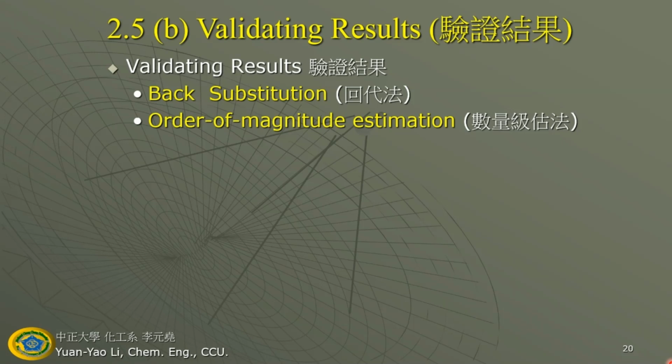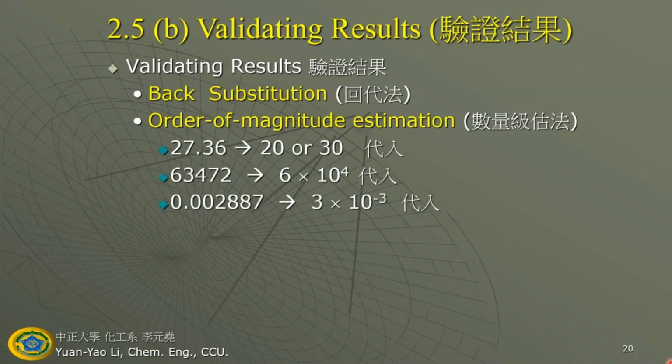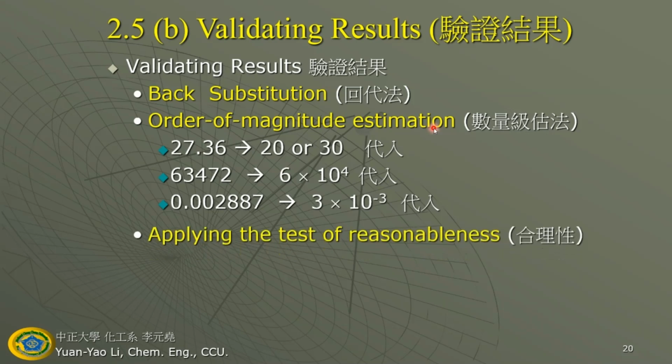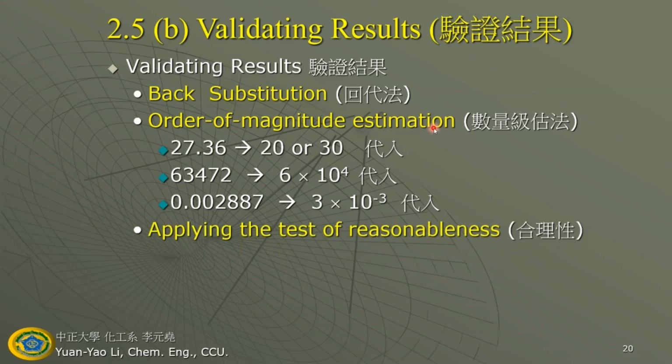So the next one is order of magnitude estimation. For example, if your number is 27.36, you use 20 or 30, you put it back into the equation, and you simply see whether it's right or wrong. So this is order of magnitude estimation. As an engineer, you always need to think in this way. That will be easier, right? I'm sure you did this in high school.